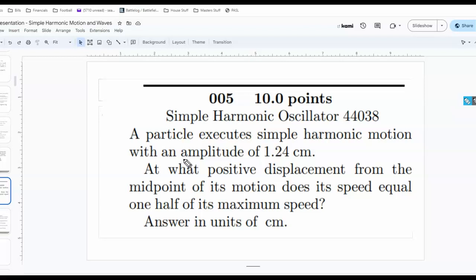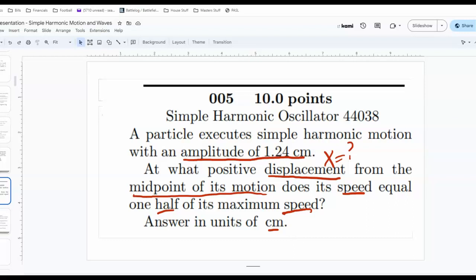First of all, we obviously have the amplitude as given, but we don't have a lot of other information. The question asks at what displacement from the midpoint of the motion. The midpoint of the motion is equilibrium, so displacement from equilibrium is x. Our goal is to find some value of x at which the speed v is equal to half of the maximum speed, and we want the answer in centimeters. Make sure you have this question up in a different tab, because I'm going to switch windows so you won't be able to see the question.